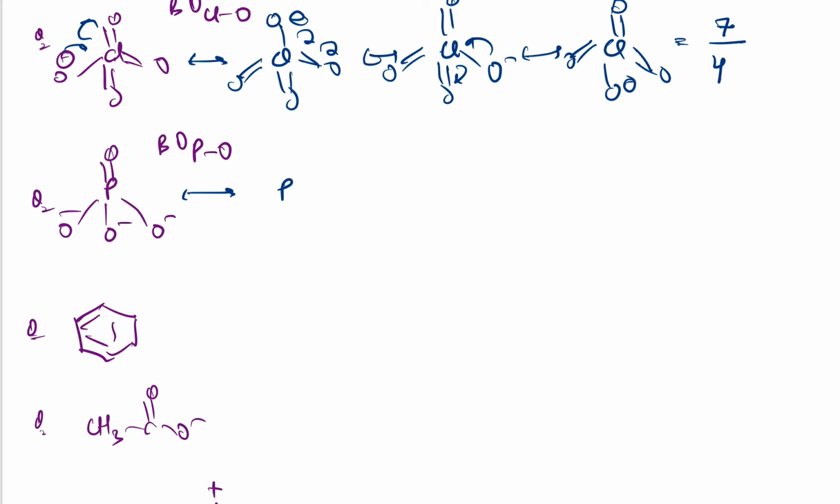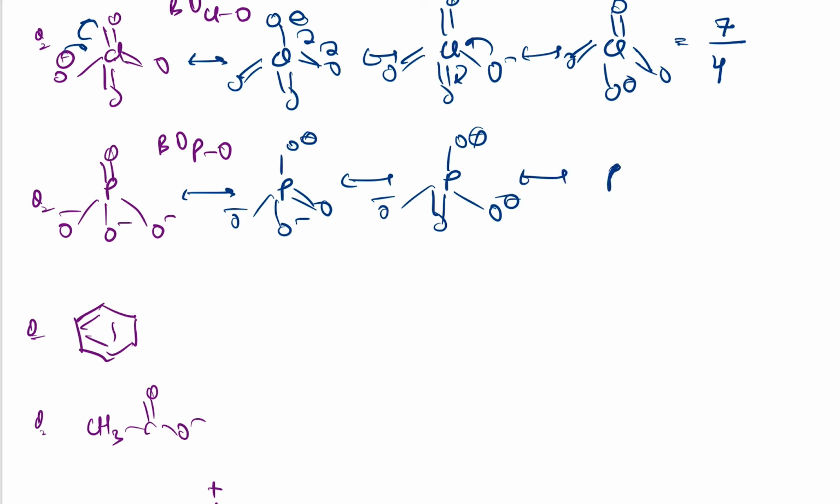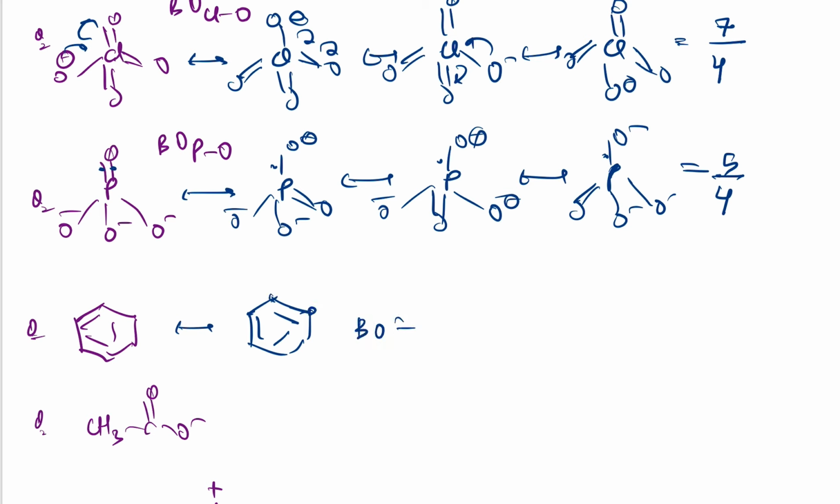Phosphate: P, double bond O negative, and O negative. All where the double bond will come, O negative, and all where P double bond O negative, O negative, and O negative. So the bond order is 1, 2, 3, 4, 5. 5 by 4. Here the bond order will be 5 by 4. Here is the benzene resonating structure. Its benzene resonating structure will be 1, 2, 3. So the bond order: fix any two bonds, 1, 2, 3. 3 by 2. It is 1.5.